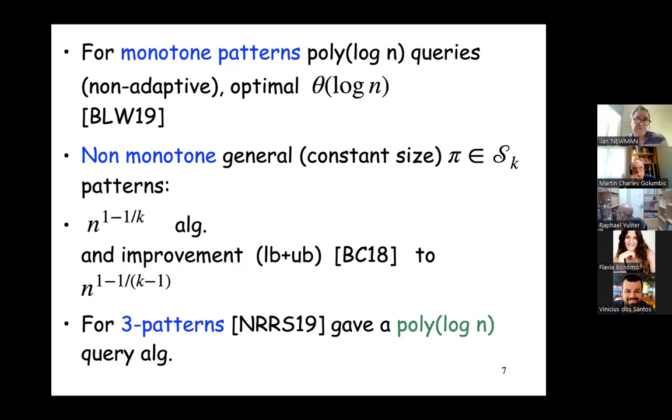It was adaptive, of course, because as I told you, you can't do better than n to the 1 minus 1 over k with non-adaptive algorithms. So for 3, there was a polylog n algorithm, but that was the only thing known for general non-monotone patterns. For 4, nothing better than the result tending to n was known.